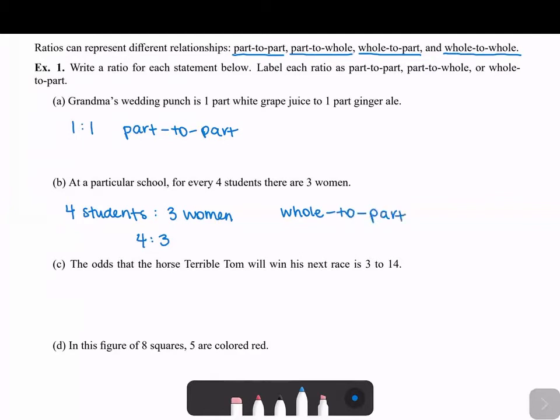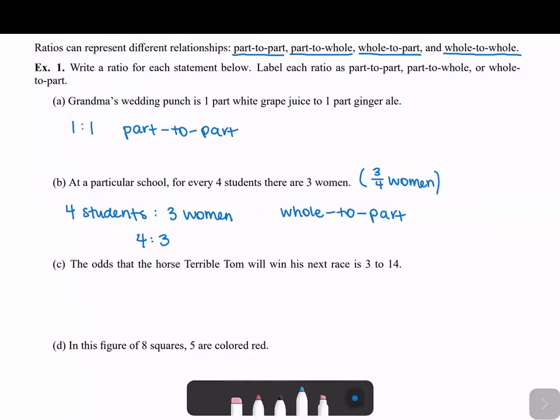A whole to part ratio, saying that if we have 4 students, that's all of the students we have, then 3 of them will be women. And you can see that if you were trying to convert this into a fraction, then we would again put part over whole and say that this represents that 3/4 of the students are women, because we think of fractions as part to whole.